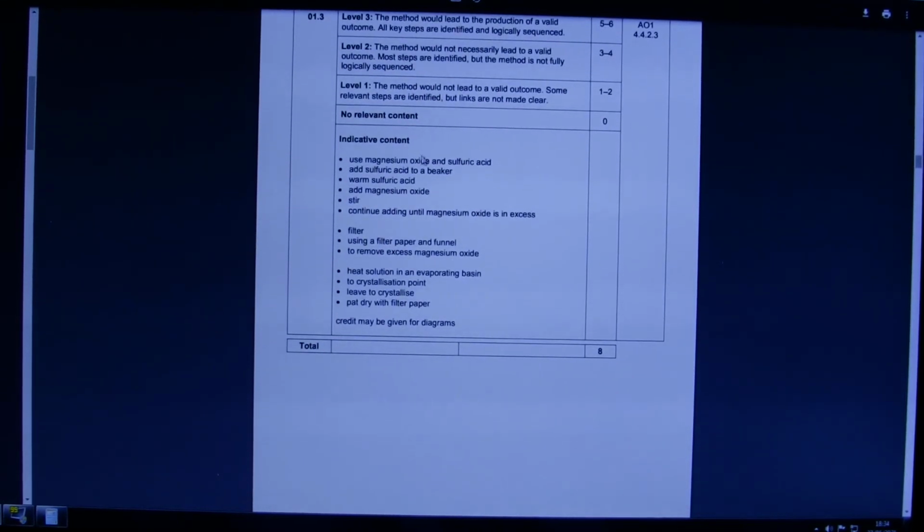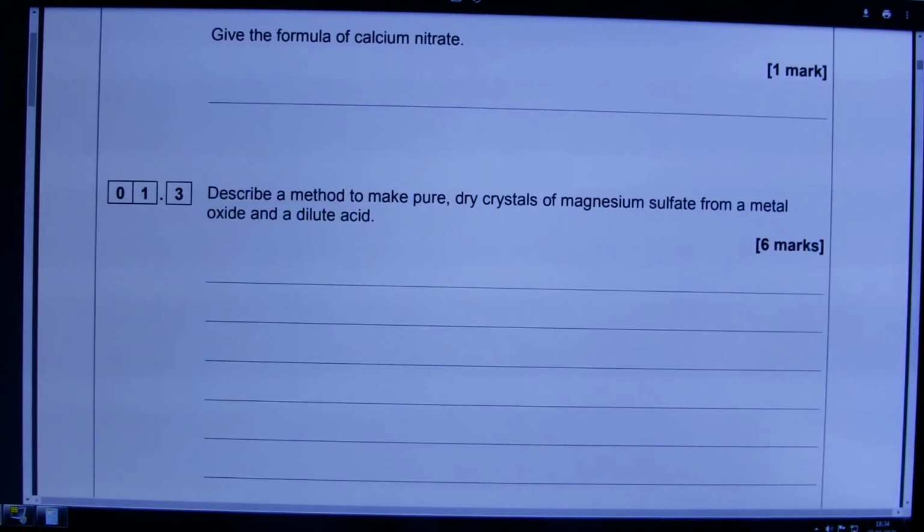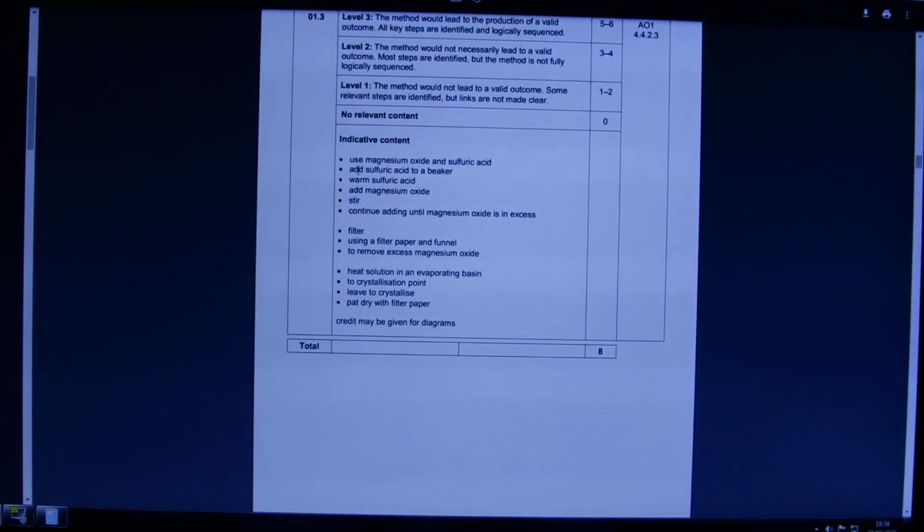Okay. As I said, fairly obviously you're using magnesium oxide and sulfuric acid, because it's got to be an oxide and you want a magnesium result, and it's got to be a dilute acid and you want sulfate in the result. So of course magnesium and sulfuric. Add sulfuric acid to a beaker, warm it, add the magnesium oxide, stir. Continue adding until magnesium oxide is in excess. Yep. Filter out your magnesium oxide sludge using a filter paper and funnel to remove excess magnesium oxide.